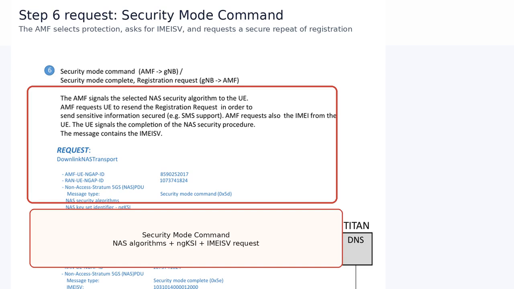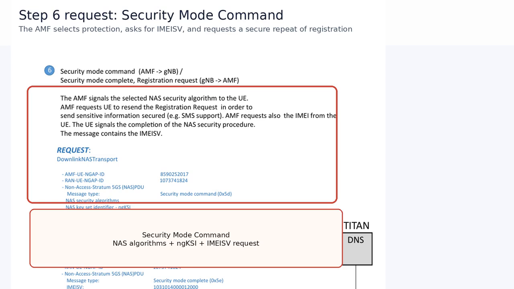Look at the request block on the page. The downlink NAS transport carries a security mode command message. Inside it are three ideas that matter most. First, NAS security algorithms. The AMF is telling the UE which protection scheme to use. Second, the NAS key set identifier, or NGKSI. This tells the UE which key context is active. Third, the IMEI ISV request. The AMF is asking for the device identity in a secure way.